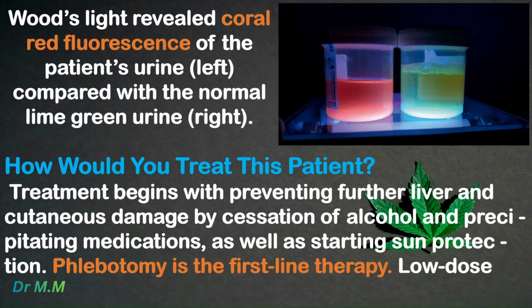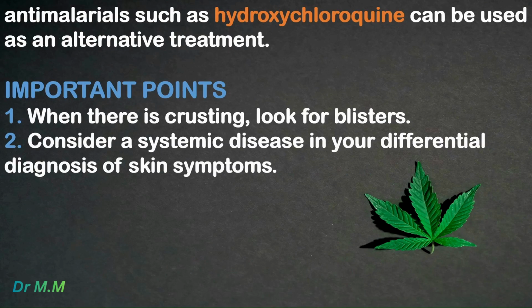How would you treat this patient? Treatment begins with preventing further liver and cutaneous damage by cessation of alcohol and precipitating medications, as well as starting sun protection. Phlebotomy is the first line of therapy. Low-dose antimalarials such as hydroxychloroquine can be used as an alternative treatment. Important points: when there is crusting, look for blisters. Consider a systemic disease in your differential diagnosis of skin symptoms.